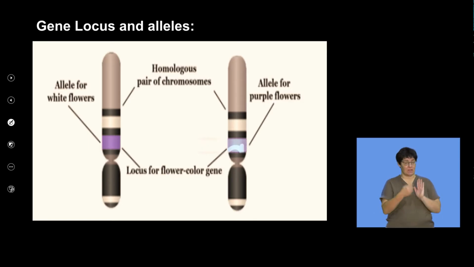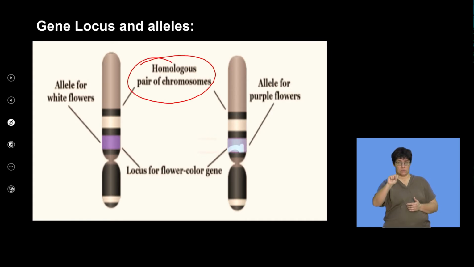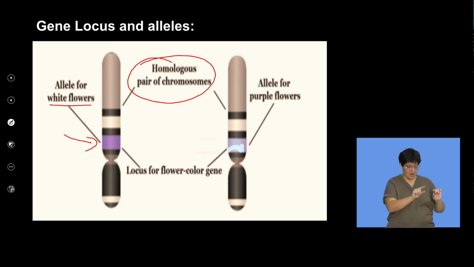Right, so in this illustration, I've illustrated a pair of homologous chromosomes. Again, the concept of homologous chromosomes comes from the fact that these chromosomes are similar in shape and size, and they basically are representing an allele for white flower. In this case, it's indicated by this purple region, and on a corresponding chromosome, the allele for purple flower.